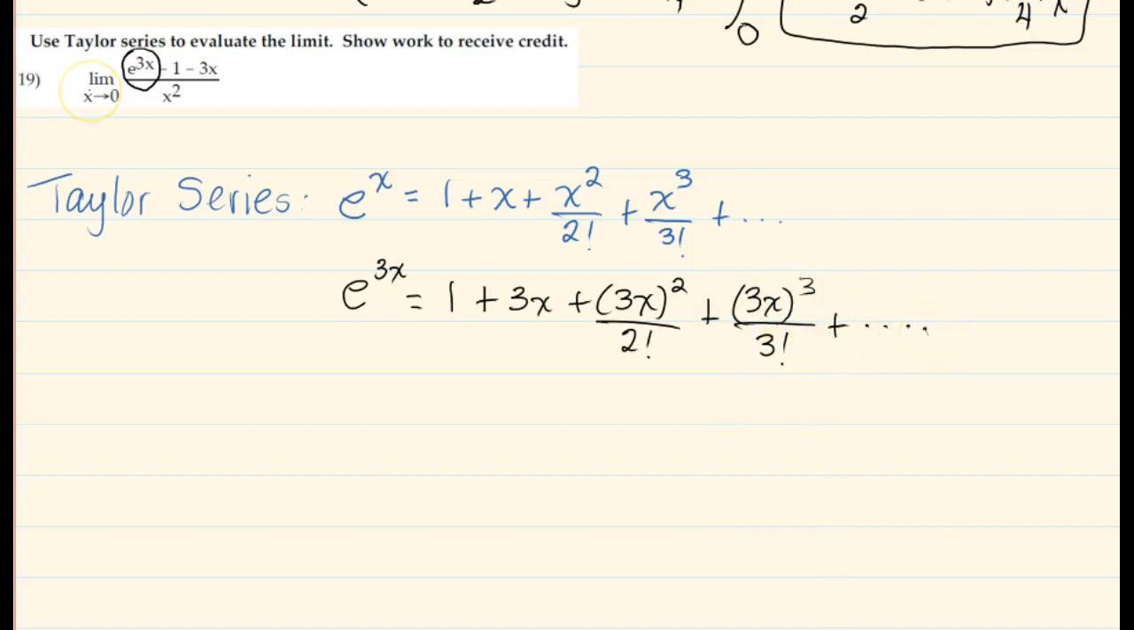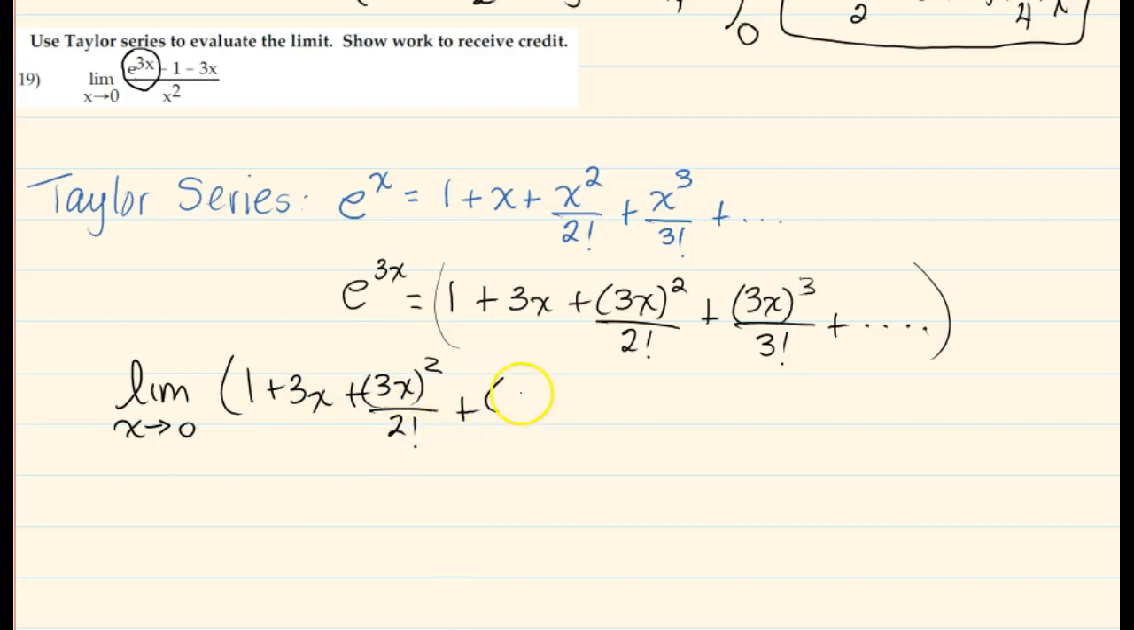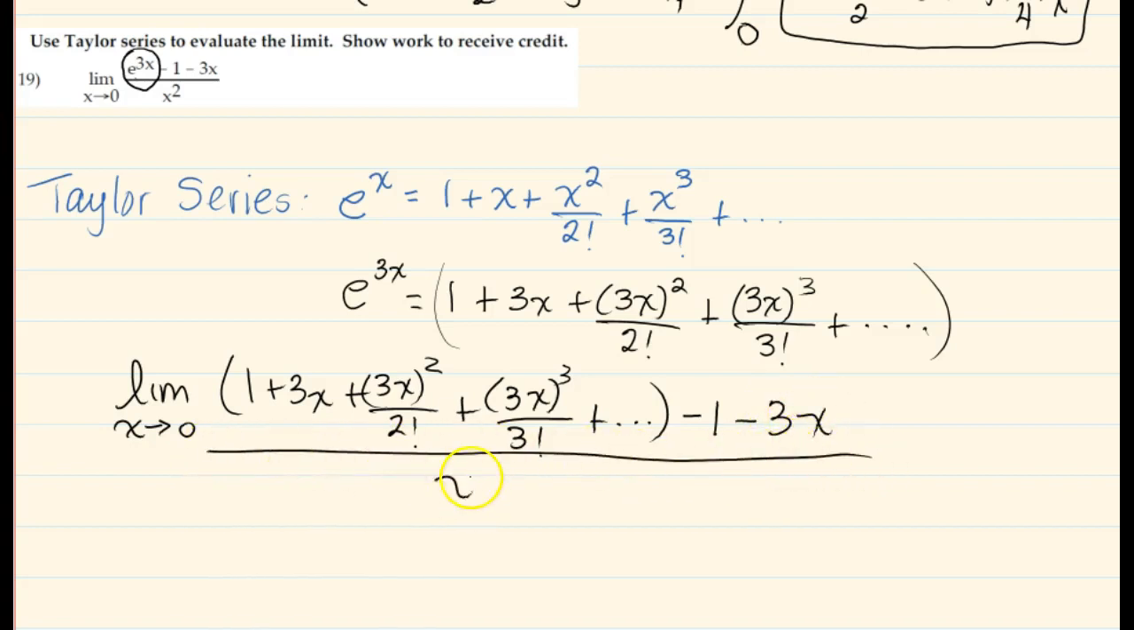So notice for us, we need to find the limit as x goes to 0, and instead of writing e to the 3x, I'm going to write this guy. So I'm going to have 1 plus 3x plus 3x squared over 2 factorial plus 3x cubed over 3 factorial, etc. And then I'm going to subtract 1 and subtract 3x and divide everybody by x squared. So notice that this minus 1 will cancel out this 1, and this minus 3x will cancel out this 3x.